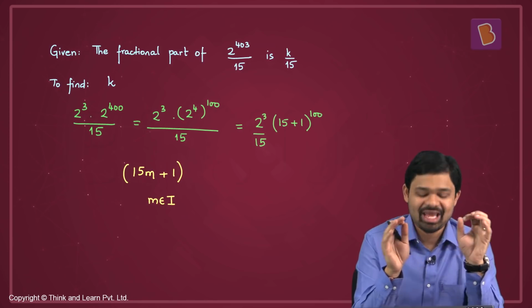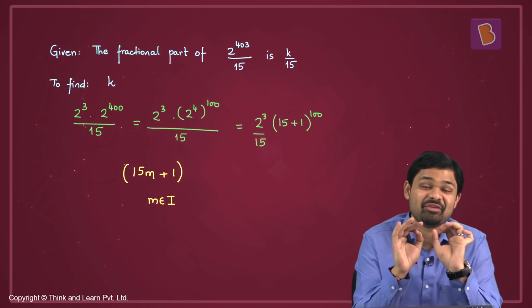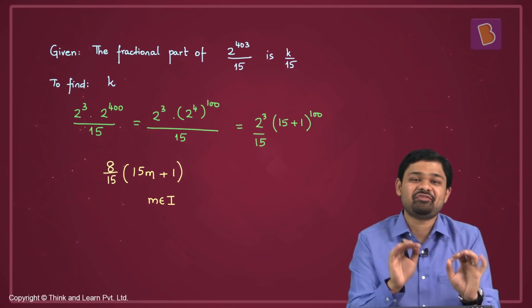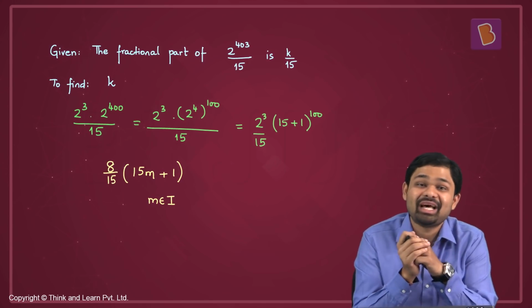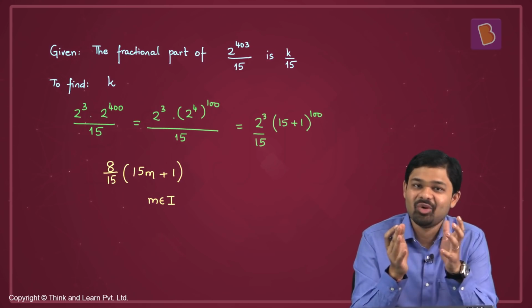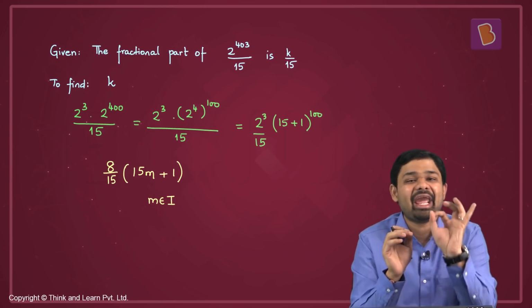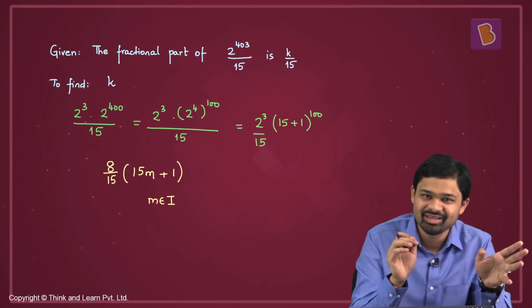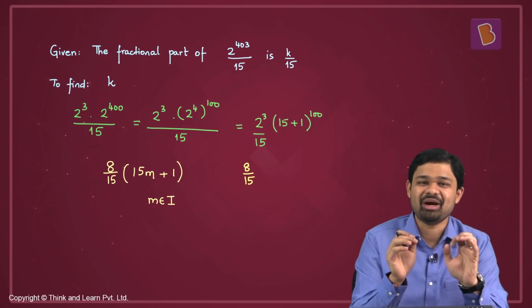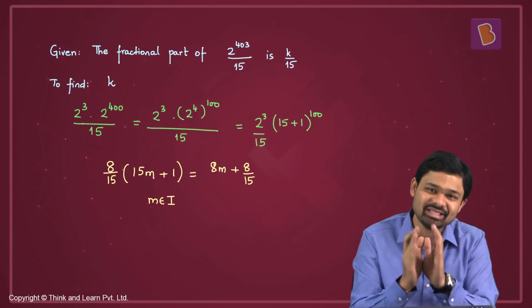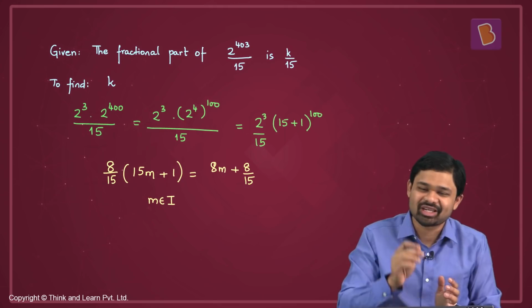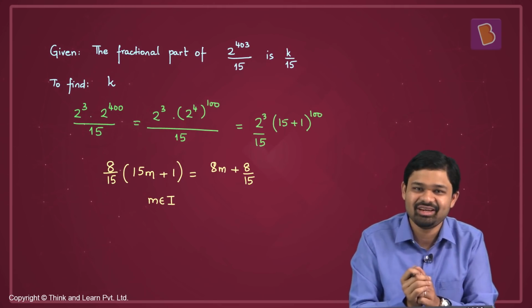So now I have written 2 to the power 403 divided by 15 as 8 by 15 times 15m plus 1. Now, what is the fractional part of this? The fractional part of this is nothing but 8 by 15 times 1, which is equal to 8 by 15. The question says that this is equal to k by 15. So the correct answer for k is k equal to 8.